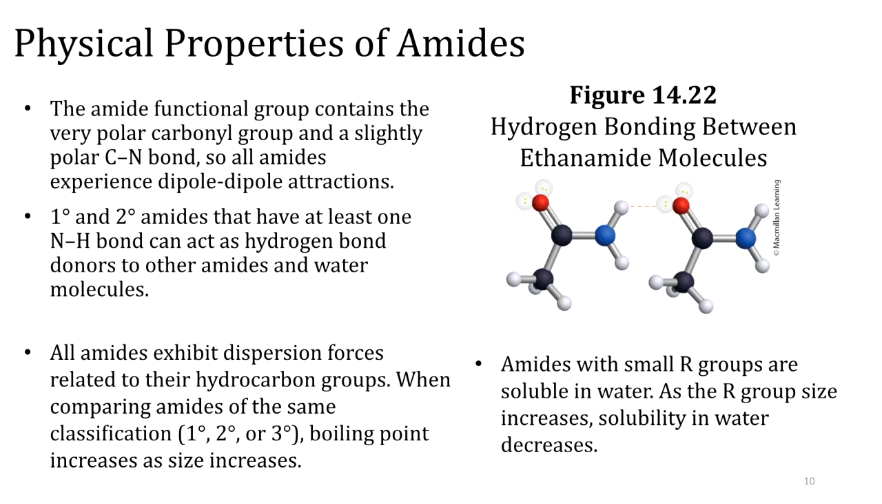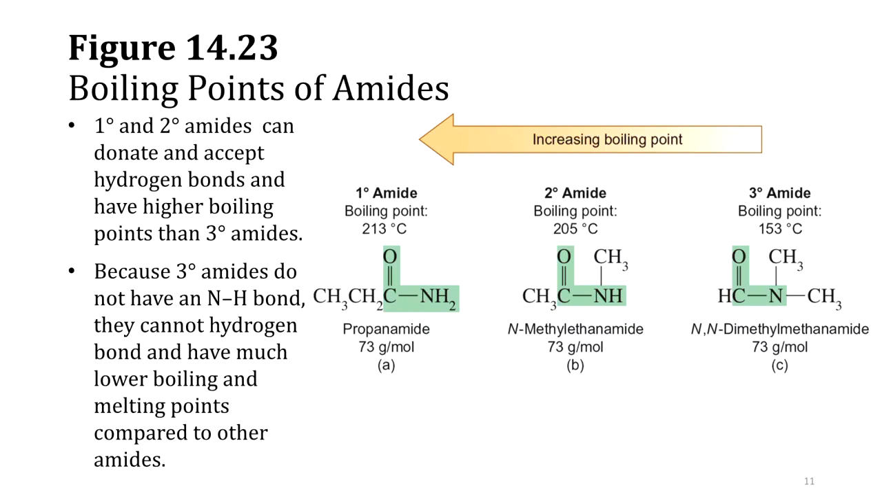Now, with a given structure, boiling point always goes up as size goes up, as it has for all the systems we've looked at in this course. Small R groups are very soluble in water. They're basically miscible in water. For larger R groups, solubility tends to decrease in water. The boiling points can be seen here. The primary and secondary amides can donate as well as accept hydrogen bonds, so they have higher boiling points than the tertiary amides. Tertiary amides, in their pure form, don't have hydrogen bonding. They only have dipolar forces.